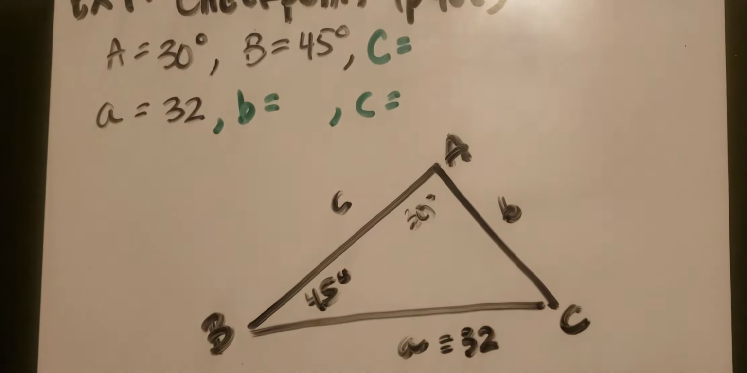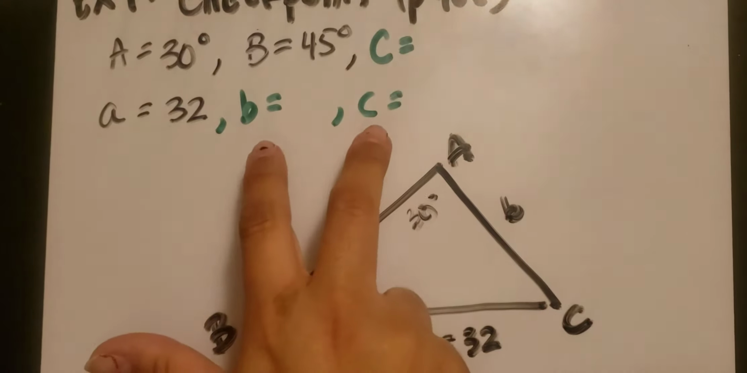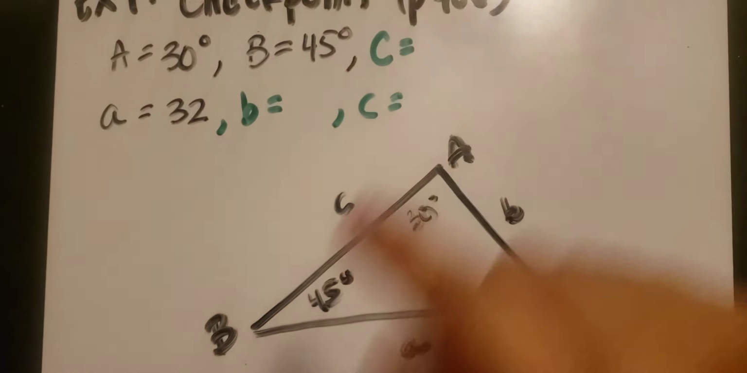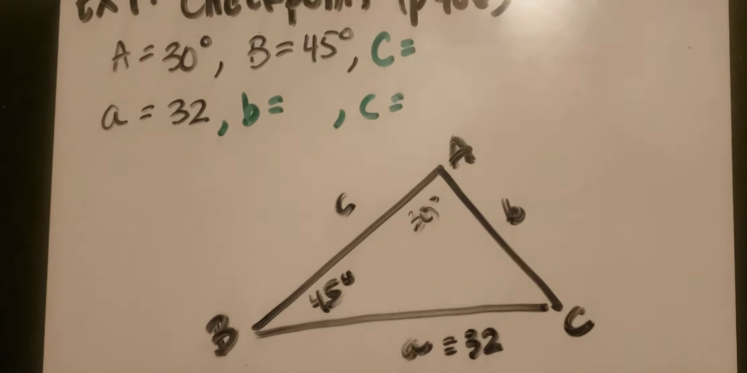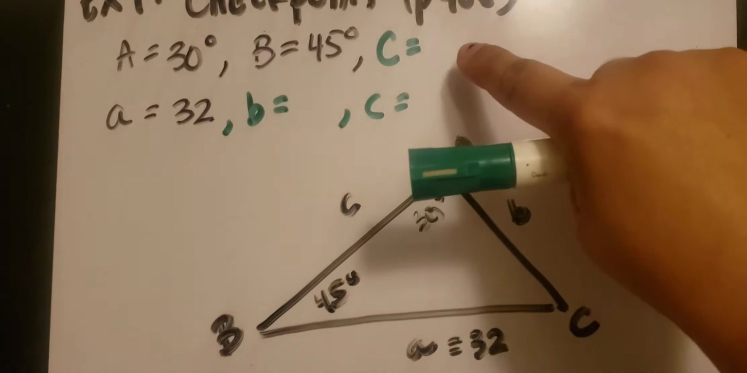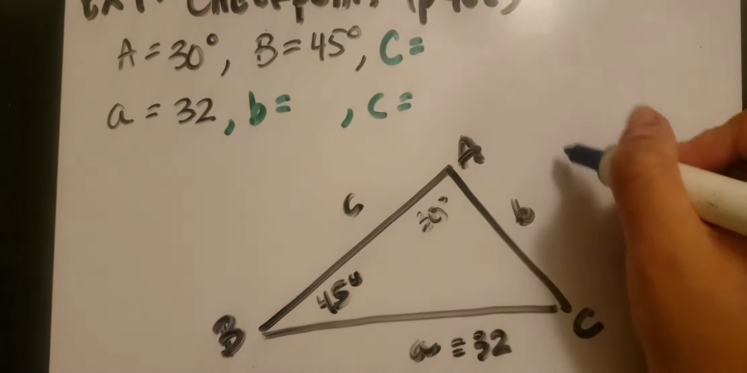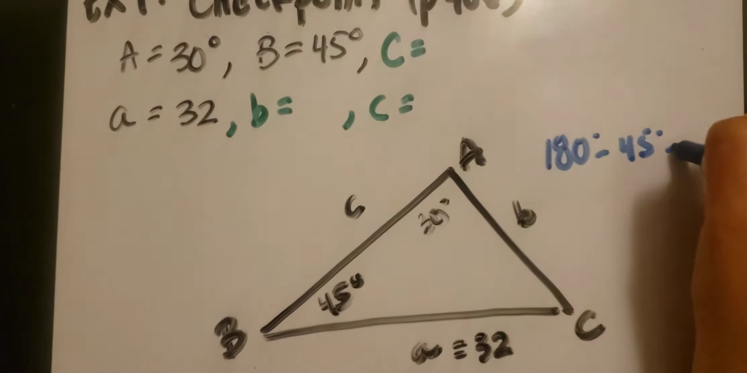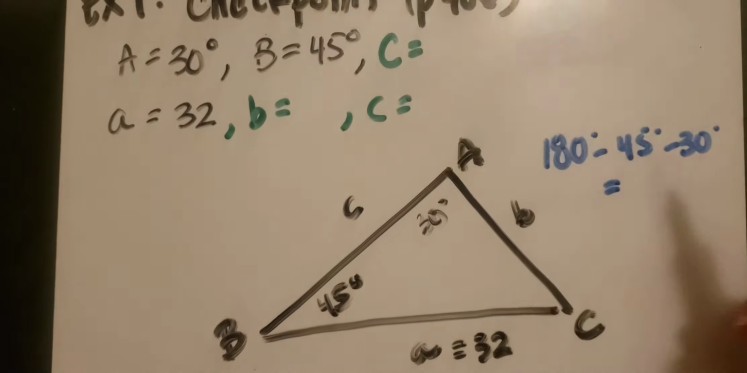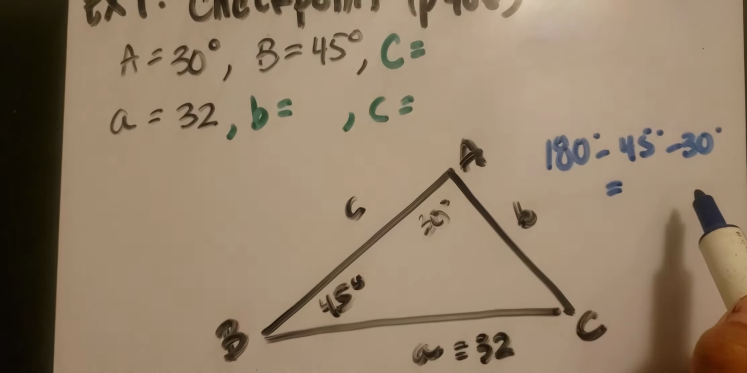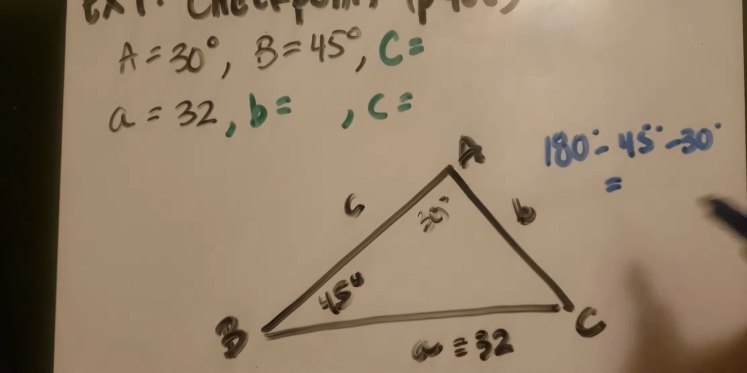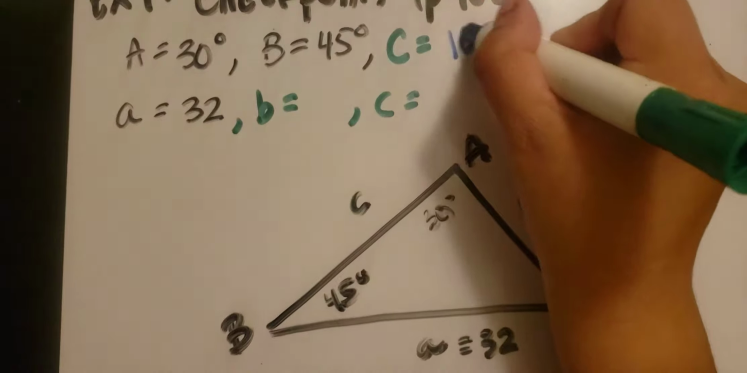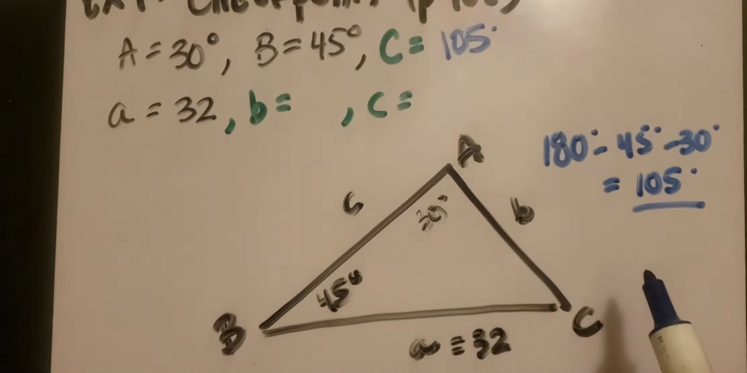So a couple things we can find. We're going to need to find 2 sides and 1 angle, and the easiest thing to find right away is the missing angle. You know that all 3 angles should add up to 180. So to find that 3rd angle, all you have to do is take 180 degrees and subtract 45 and 30. That's 180 minus 75, which gives you 105. And so that would be angle C, 105. You can find that real quick, okay?